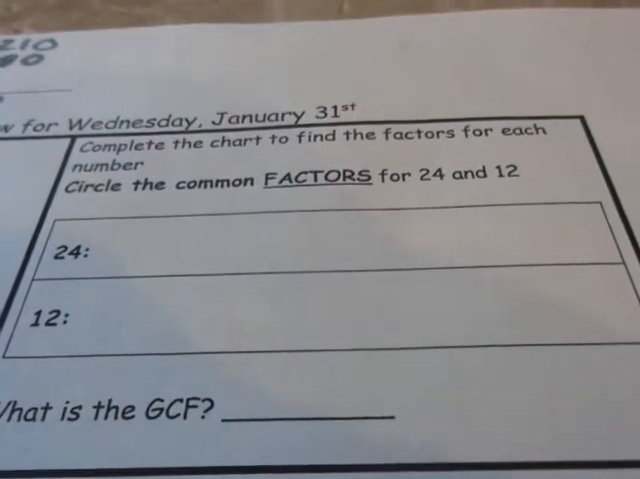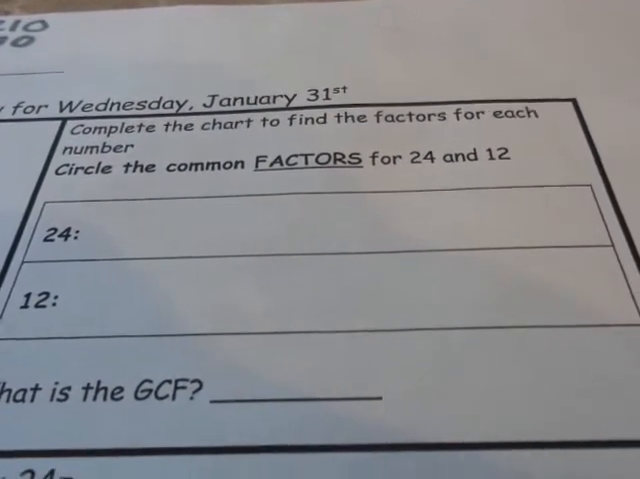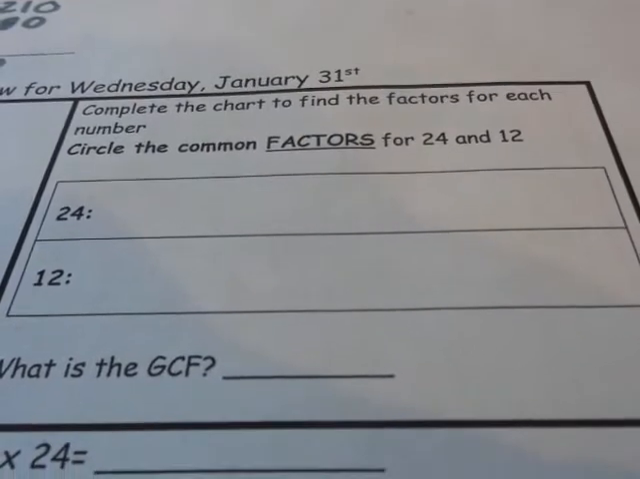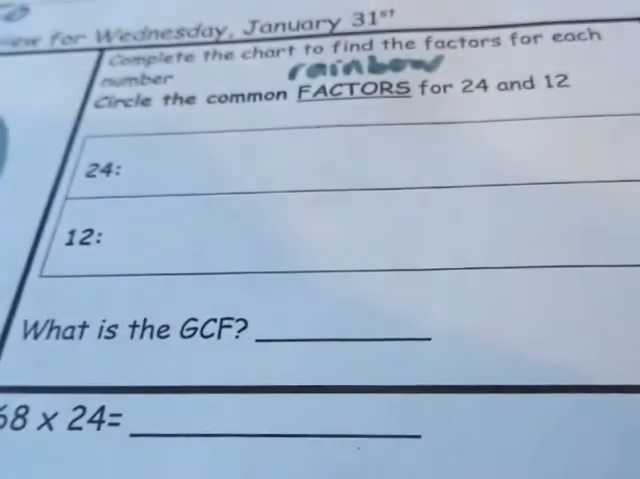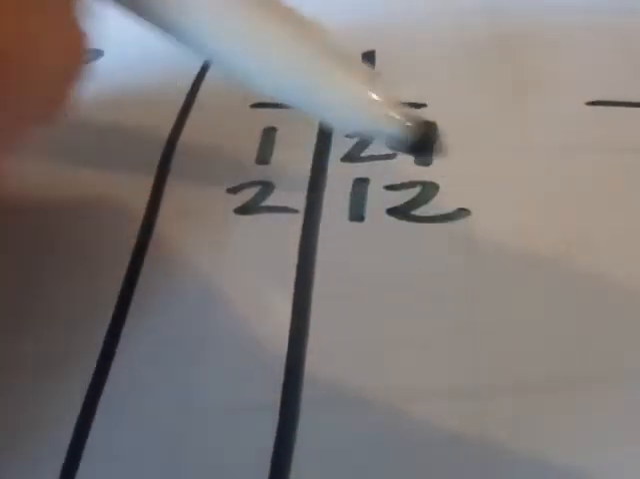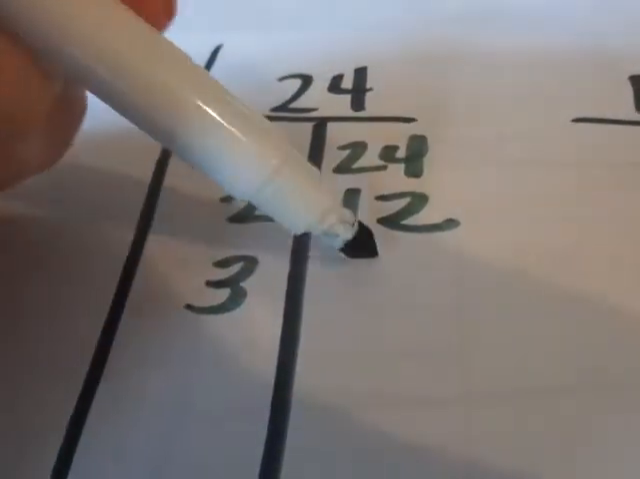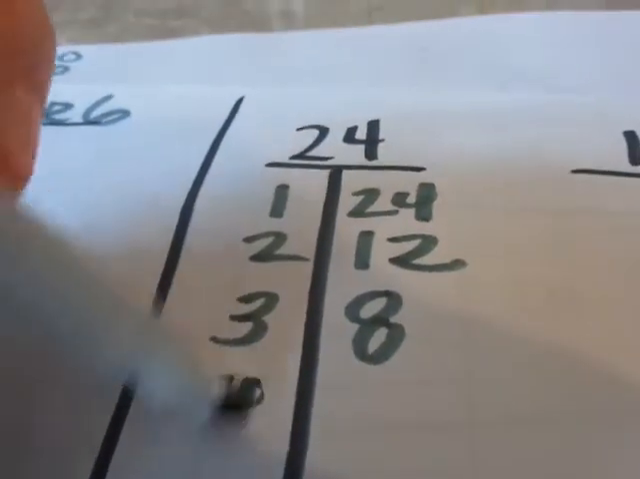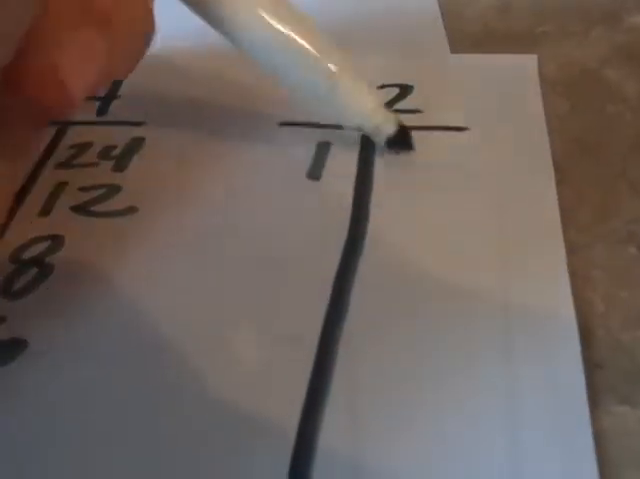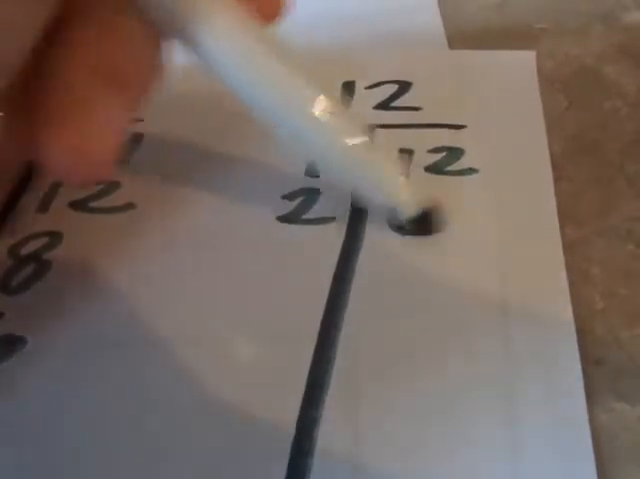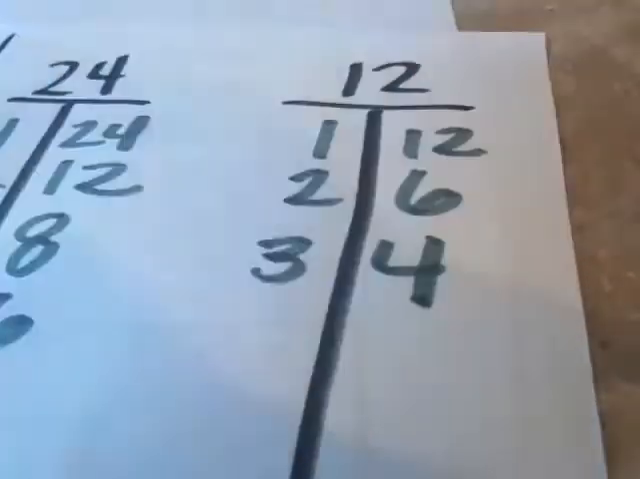Complete the chart to find the factors for each number. Circle the common factors for 24 and 12. So when I think factors, I think rainbow, right? Or your T-chart, however you want to solve it. So, thinking of factors of 24, we have 1 and 24. 2 times 12, 3 and 8, 4 and 6. Factors for 12, 1 and 12, 2 and 6, 3 times 4.